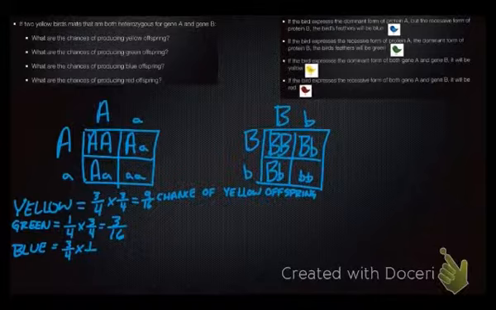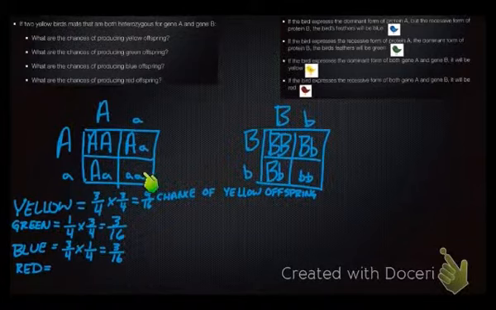And then finally, if we want to know how many red birds we would get, well, to get a red bird, we'd have to have the recessive form of both gene A and gene B, and it's only 1 out of 4 that would express the recessive form of gene A, and 1 out of 4 that would express the recessive form of gene B. So to figure out the odds of expressing both of those, we would take 1/4 times 1/4, and you would get 1 out of 16.